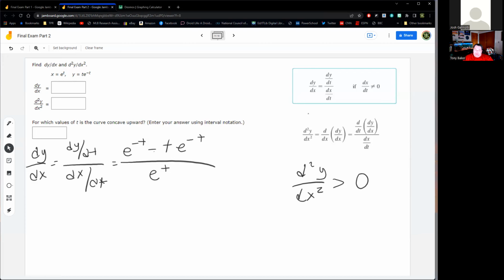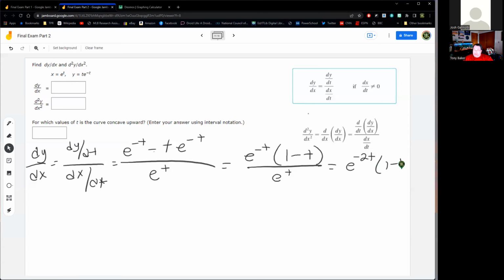So if we simplify this down a little bit, I can pull out an e to the negative t up there, and I'm left with 1 minus t over e to the t, which is e to the negative 2t times 1 minus t. So that's the first derivative.